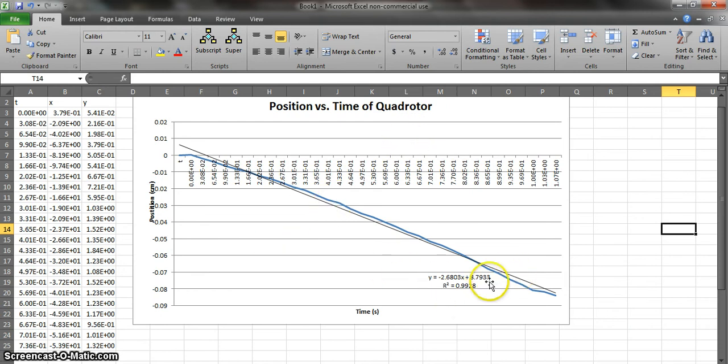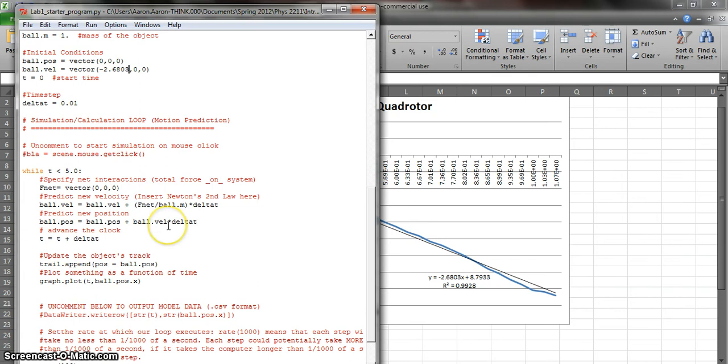By taking the line of best fit, I was able to find the average velocity, which was about -2.5, and I used the exact amount in the simulator to create this model.